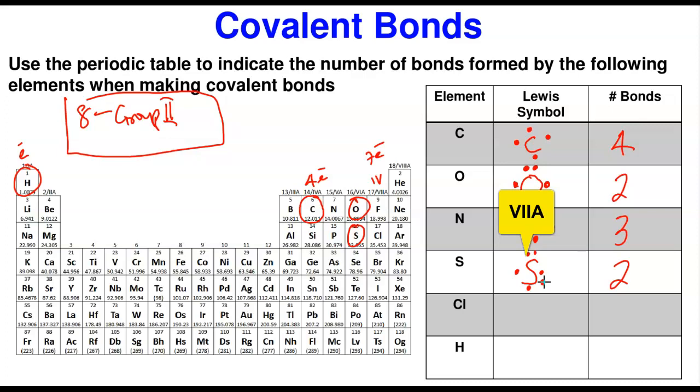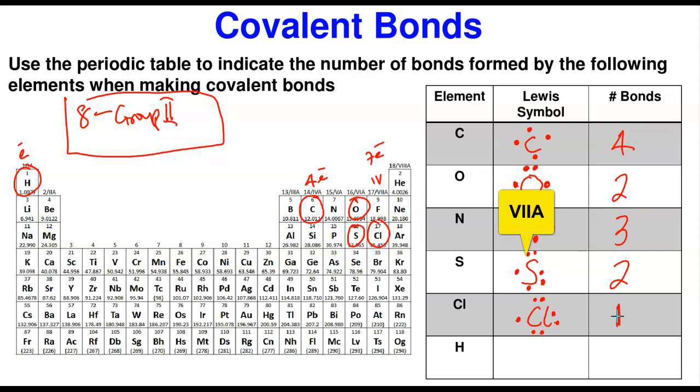What about chlorine? Chlorine is in group 7. All group 7 elements have 7 electrons in the outer shell. So let's try to situate that. So these 7 electrons, what that tells us is that it's going to gain what? 1 electron. They will gain only 1 electron, because 8 minus 7 is 1. And therefore they will form only 1 covalent bond.